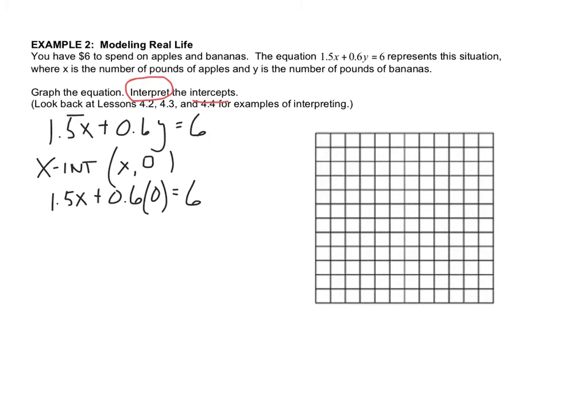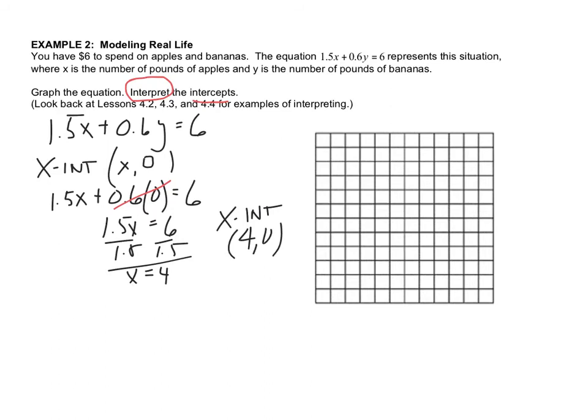So again, this thing cancels right out, right? 0.6 times 0 is gone, leaving me 1.5x equals 6. Now I just continue to solve for x, so I divide by 1.5, x equals 4. While we're doing this, we'll start thinking about what this graph will look like in a second. We'll finish off the y-intercept. So my x-intercept is sitting at (4, 0).